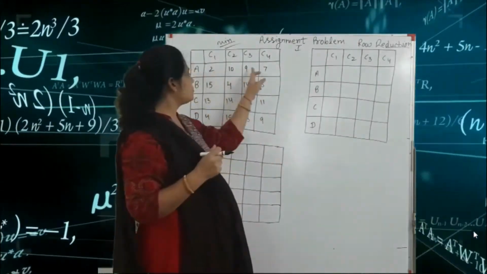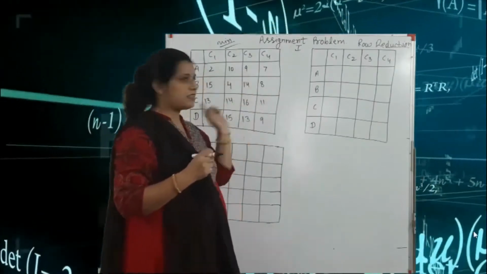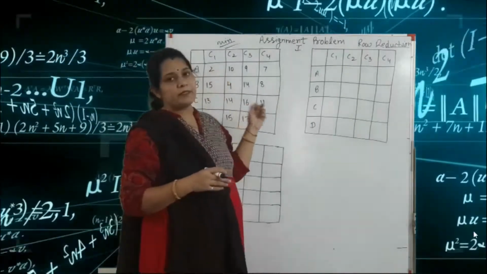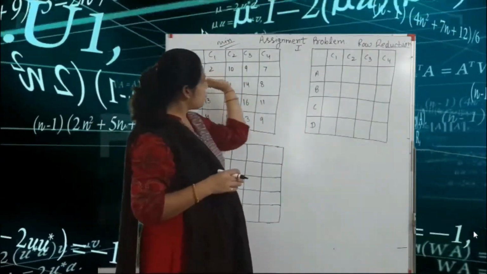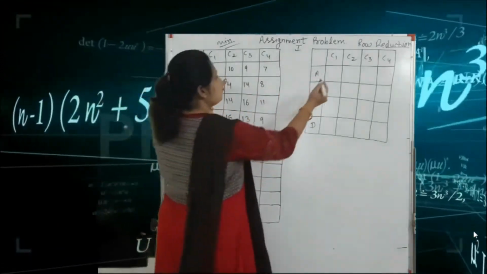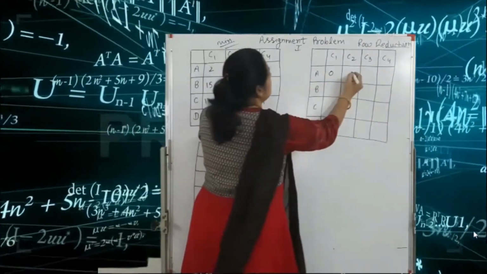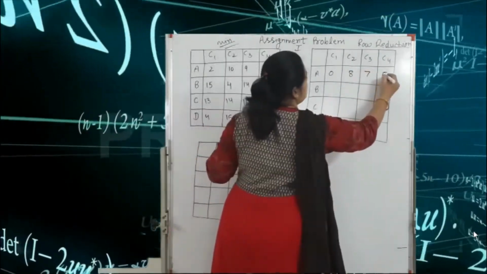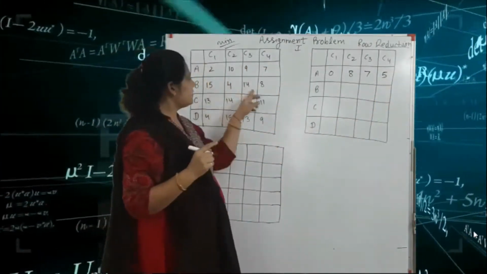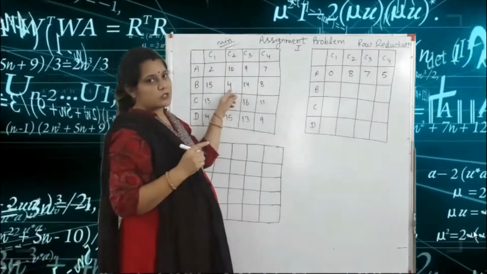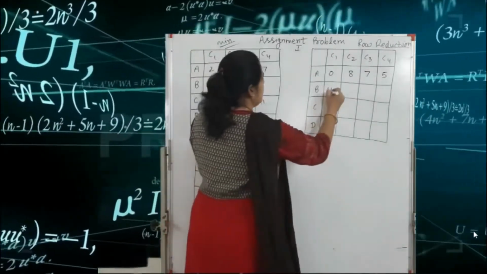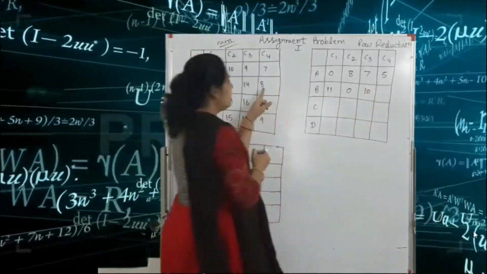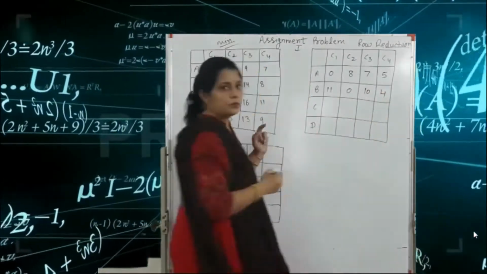Here, in the first row, there is no zero in any row. So in the first row, choose the minimum number. The lowest number is 2, and subtract it from the whole row. So 2 minus 2, 0. 10 minus 2, 8. 9 minus 2, 7. And 7 minus 2, 5. In the second row, the minimum number is 4. So subtract from 15 minus 4, 11. 4 minus 4, 0. 14 minus 4, 10. And 8 minus 4 is equal to 4.